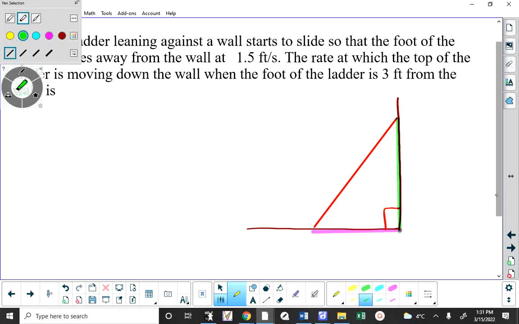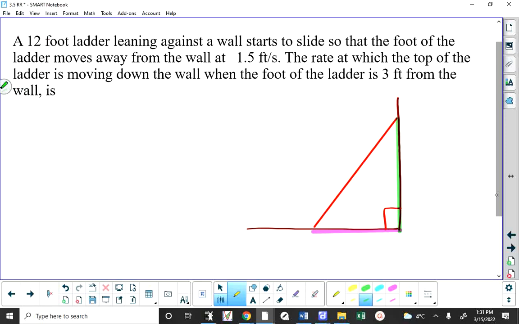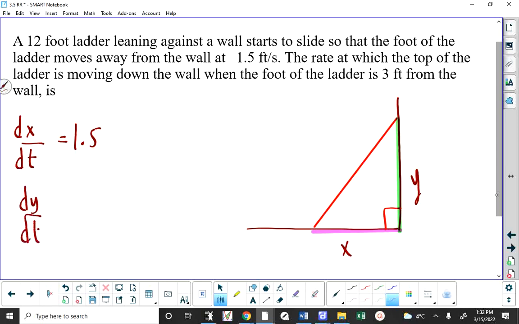So we're given d pink length dt is 1.5. Well, we don't walk around in math class saying d pink length. Let's call this x because it's a horizontal distance. So I know dx dt is 1.5. I want to find d green length dt, but let's just call this y. And we're asked to find dy dt.